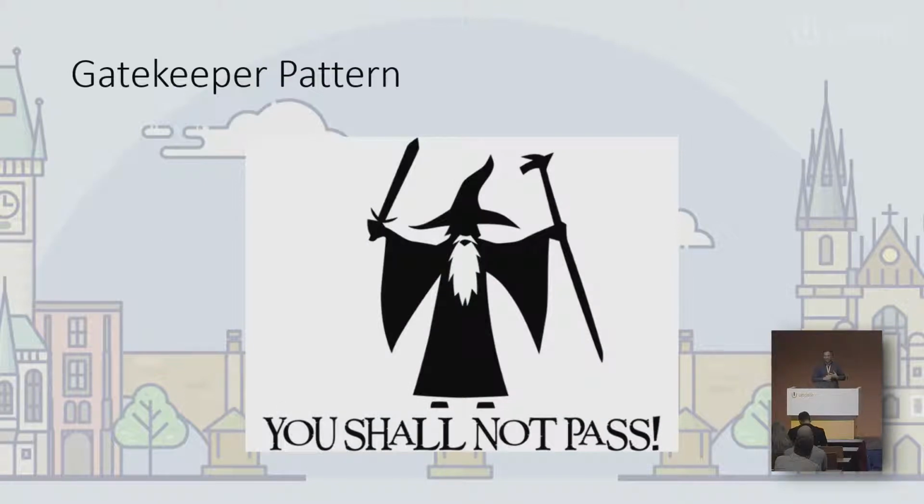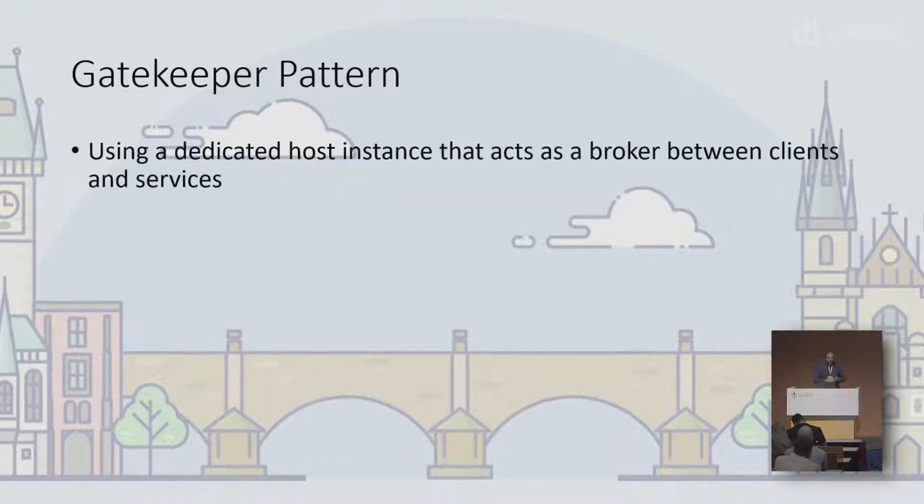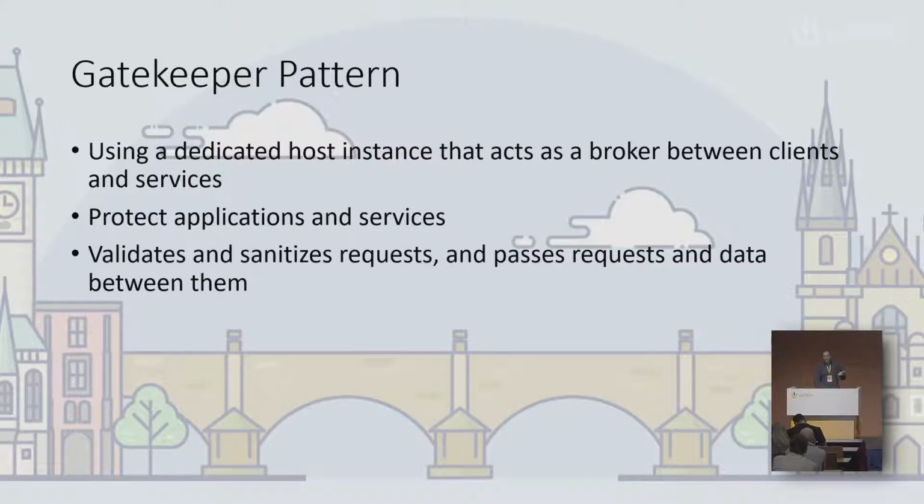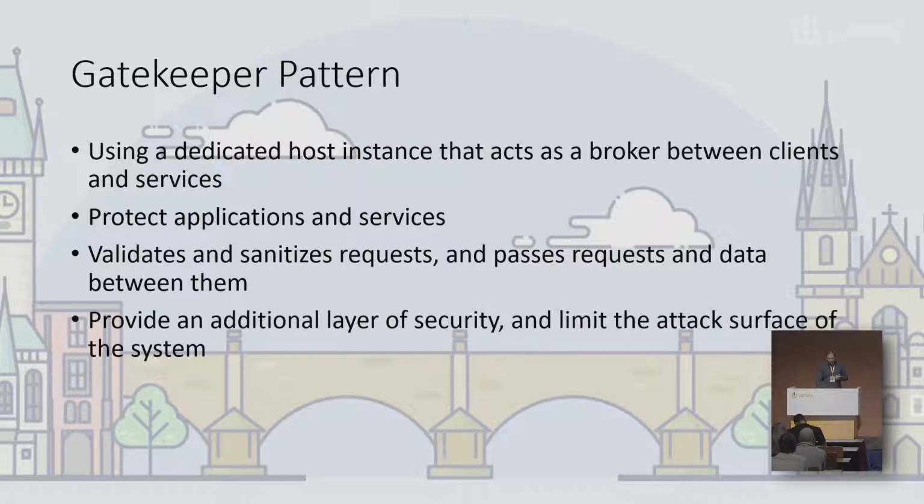So the next pattern is, I know it's kind of dry, but all these patterns are quite simple in some ways. Like, duh, who doesn't know these patterns? But it's good to remind us when we're building software; when we see it, we're like, yeah, we could do this kind of thing. So there's the Gatekeeper Pattern. What is the Gatekeeper Pattern? You use a dedicated host instance to act as a broker between clients and services, basically. You protect your application and services by using this gatekeeper. You validate and sanitize requests and only allow traffic that is good traffic. You provide an additional layer of protection for security services.